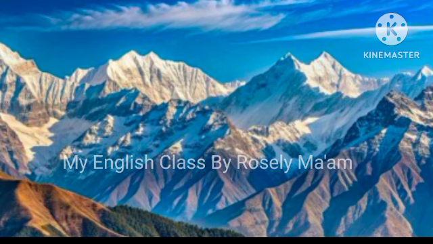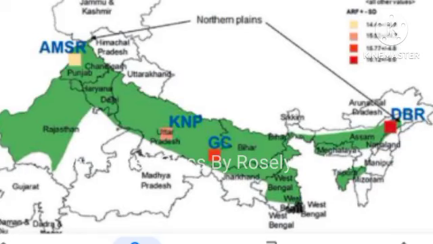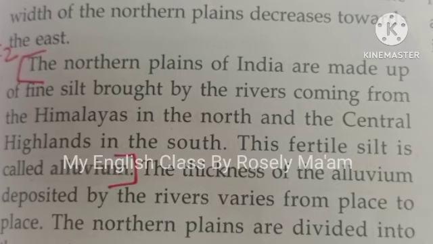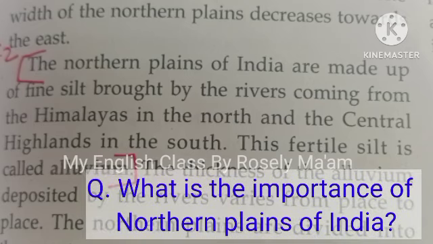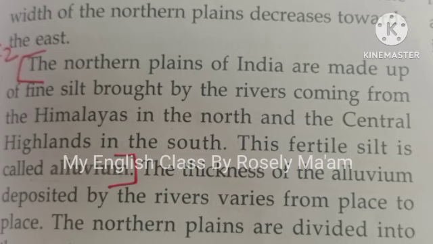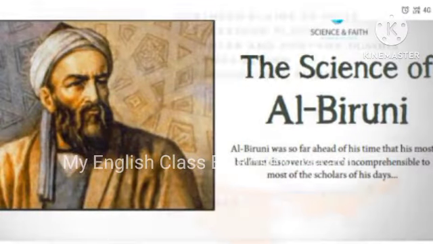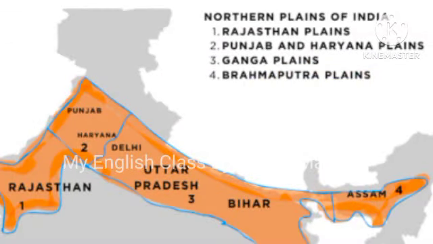Now we will study about the northern plains. The northern plains occupy the greater part of northern India. The northern plains of India are made up of fine silt brought by the rivers coming from the Himalayas in the north and central highlands in the south. This fertile silt is called alluvium. The northern plains can be divided into three parts: the Rajasthan plains, the Ganga basin, and the Brahmaputra valley.